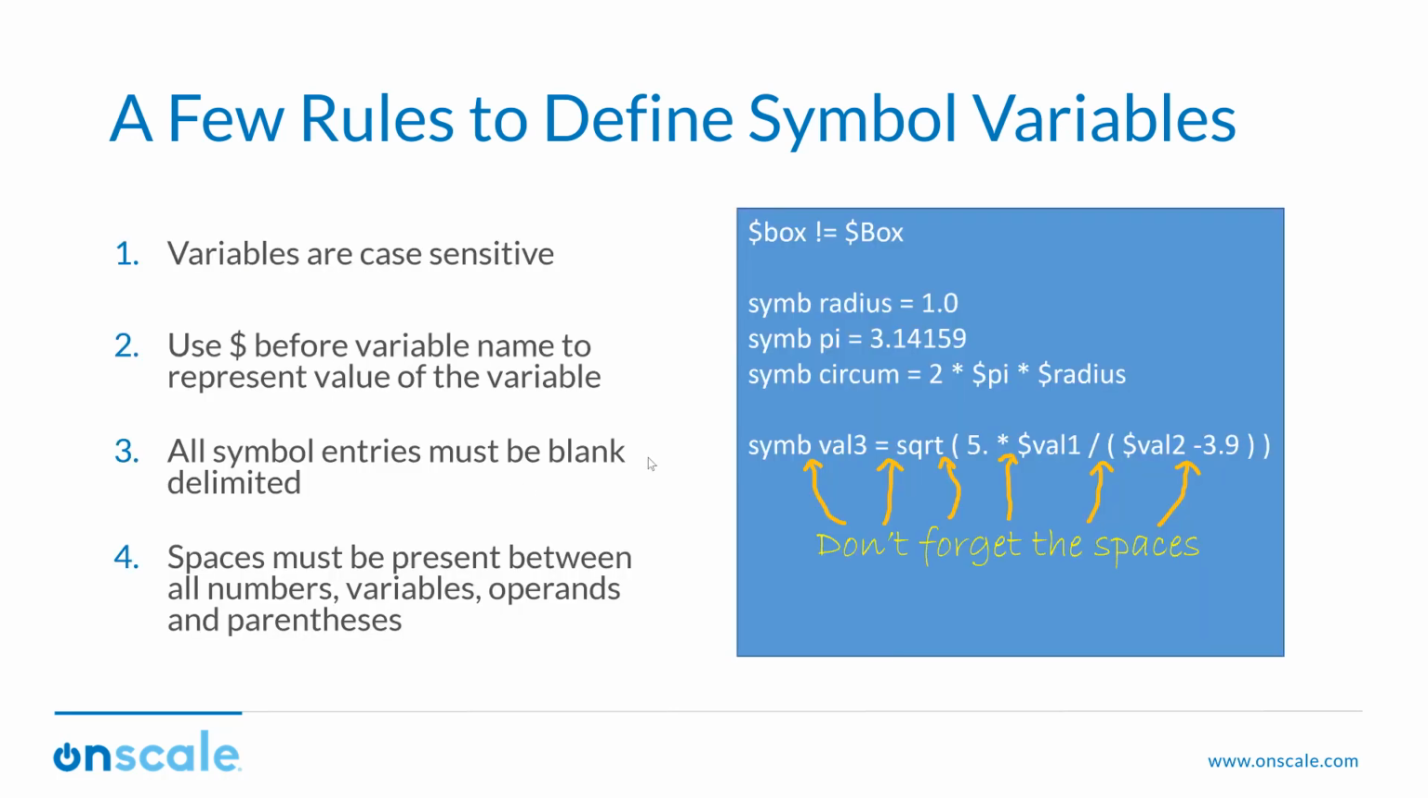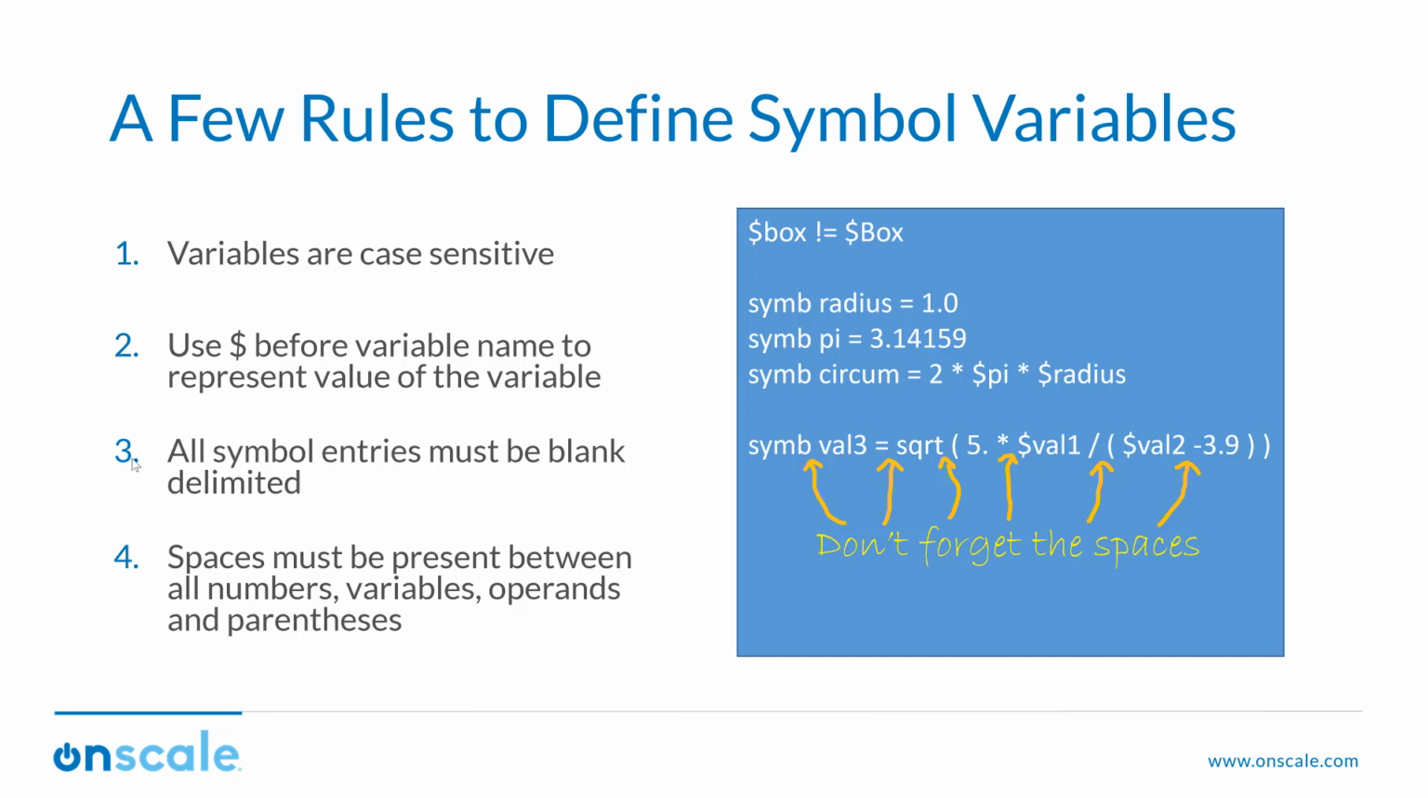Now, there are a few more things to know. Variables are case sensitive, so a capital B and a small b will be different. You have to be careful about that. If you want to define a variable, you just write semp plus the name of the variable with a space in between. And if you want to use a variable, which means in another expression or in an equation, you add a $ sign before the name. And this is also a very important rule.